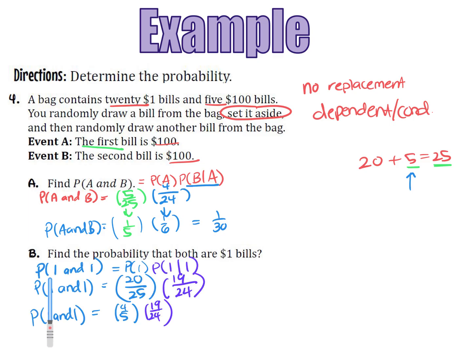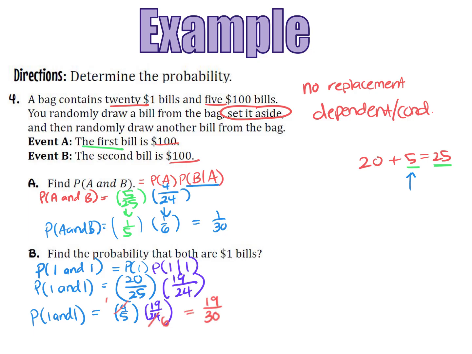The probability of drawing a 1 and then a 1 is the probability of 1 times the probability of 1 given 1. Of the 25 bills, 20 of them are $1 bills. So our first pick, we have 20 out of 25 chances. Our second pick, since we drew 1, we only have 19 left and there are only 24 left. We can simplify our fractions, and actually we can simplify a little bit more before we multiply. 4 goes into 24 6 times. So this probability is going to be 19 over 30.